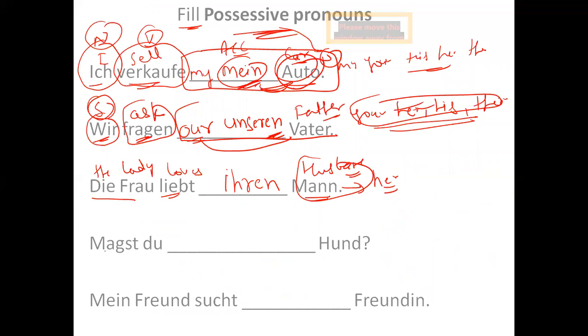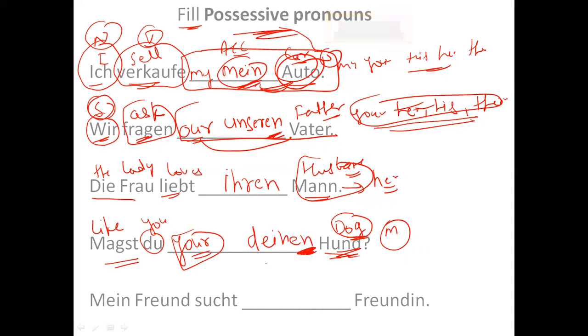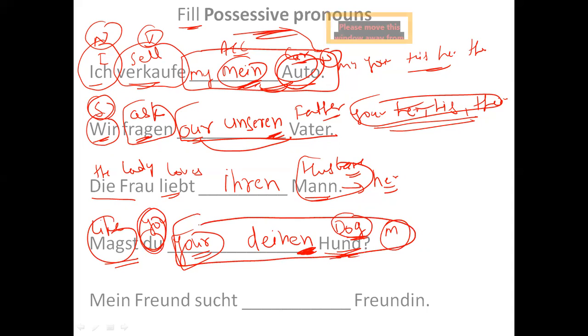Right? Here it says magst du, magst is like. Do you like Hund? Hund is dog, and there is a difference between dog and bitch. So dog is masculine, right? Do you like whose dog? Do you like your dog? Right? It should be your. And then I should write deinen because masculine. This is verb, this is nominative, and this is accusative.